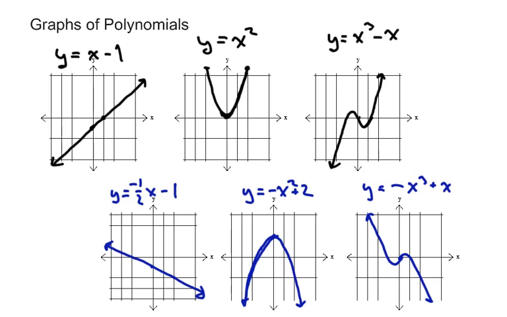Let's take a look at the graphs of some polynomials. I've graphed a lot of them here. For the ones in black, y equals x to the 1st. That's a line with a positive slope. Y equals x squared. That's a parabola that opens up.